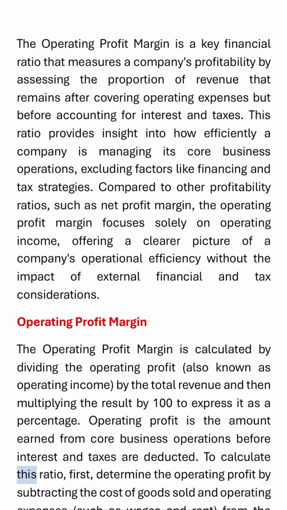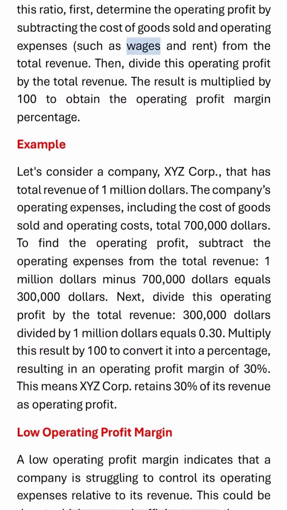To calculate this ratio, first, determine the operating profit by subtracting the cost of goods sold and operating expenses, such as wages and rent, from the total revenue. Then, divide this operating profit by the total revenue. The result is multiplied by 100 to obtain the operating profit margin percentage.